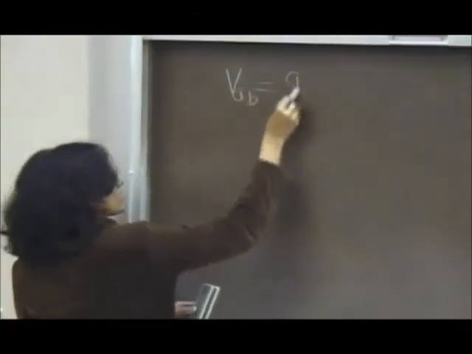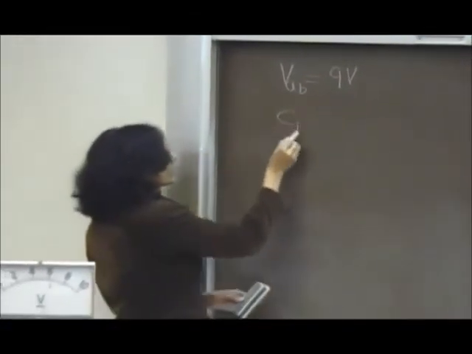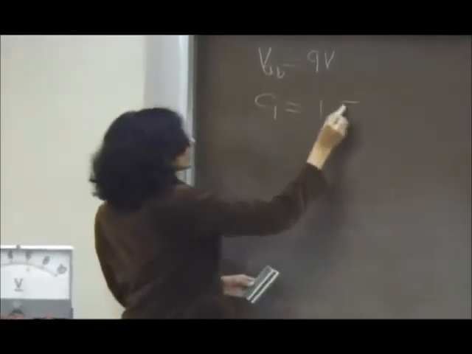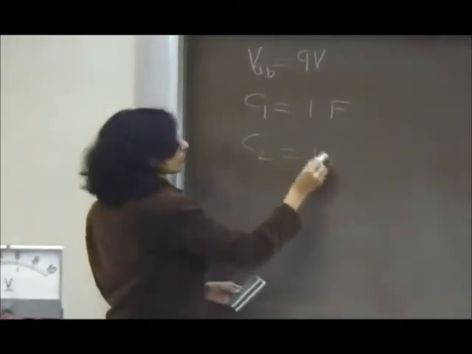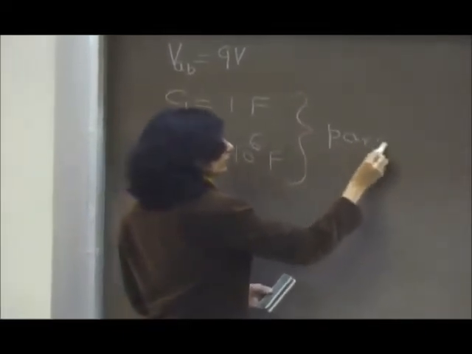Please. We can't see the question. Oh, the question is here. You can see these ones? No, I can't see behind this thing. Okay. All I said was that, let's say that we had a battery with voltage VAB, which was 9 volts. Let's say that we were given that C1 was equal to 1 farad, C2 was equal to 10 to the power 6 farad. These two were parallel to each other.